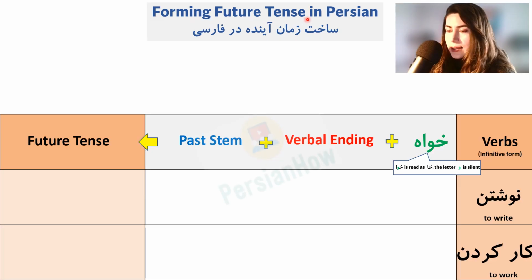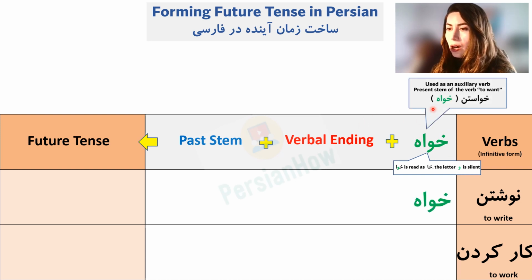Forming future tense, we have two verbs here. Let's start with the first one, نوشتن. It means to write. So we need the auxiliary verb خواه, and we need to conjugate that. And what is خواه? خواه is the present stem of the verb خواستن. But here it is only used as an auxiliary verb, as a helping verb. And this u here is silent. Imagine this aleph here is attached to kh, so خواه. We need to conjugate it.